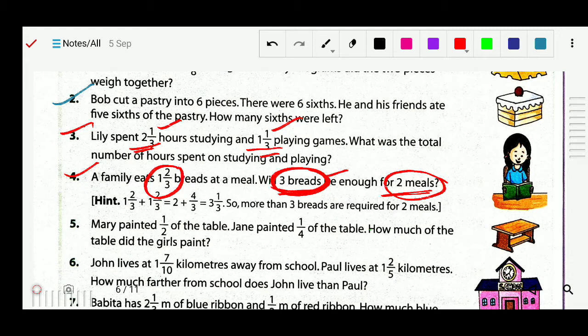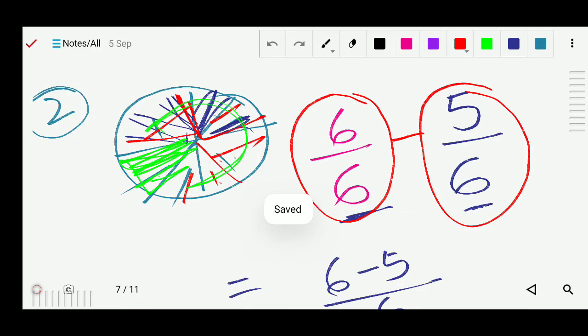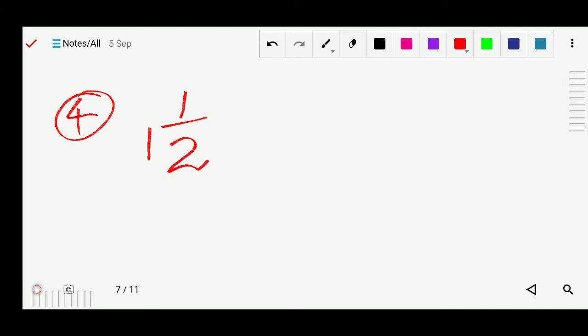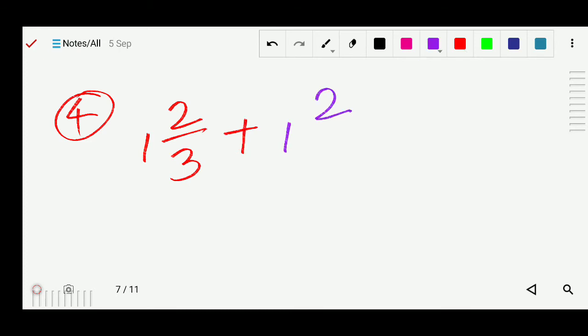So we will find whether it is enough or not. Question number 4. If the first time he eats, he will take 1 and 2 by 3 for the first meal. For the second time, again the same quantity he will eat, 1 and 2 by 3. So that is the total bread.